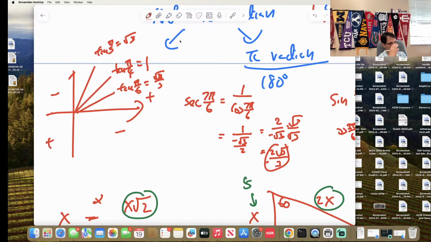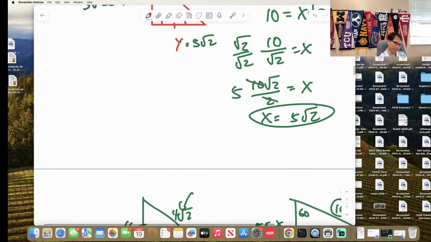Hey, there you go. Those are all the exact values you're supposed to know. Now you've got to do it without the unit circle, because after you take the unit circle part, I'll take it away so you no longer have it. That doesn't mean anything. So let's go into the harder one.